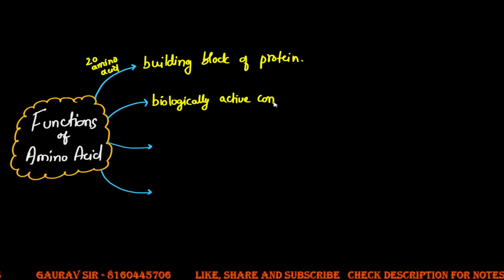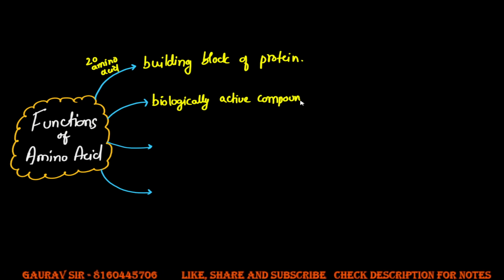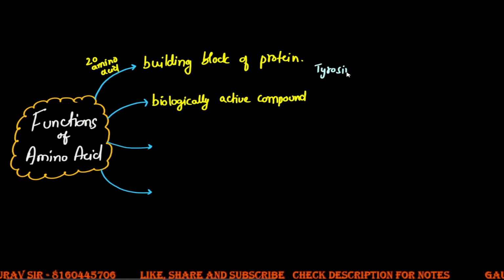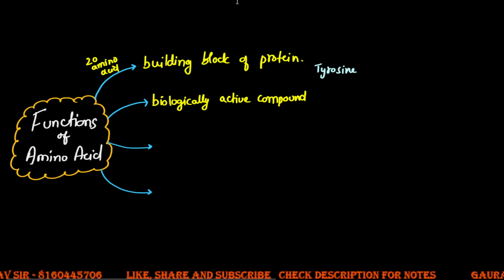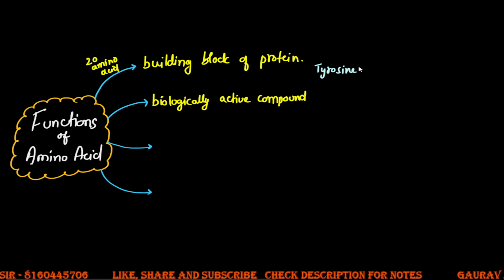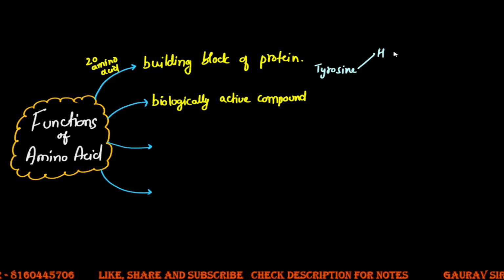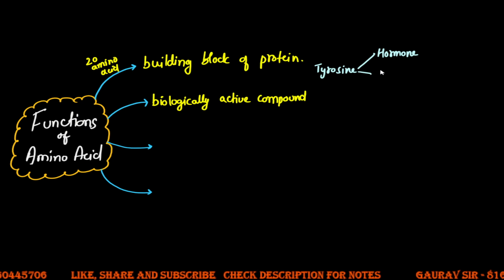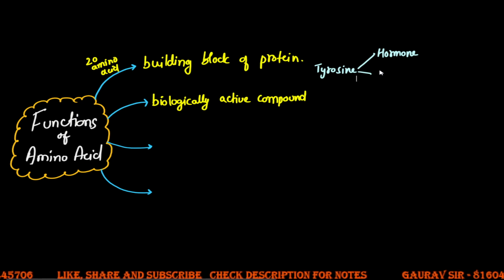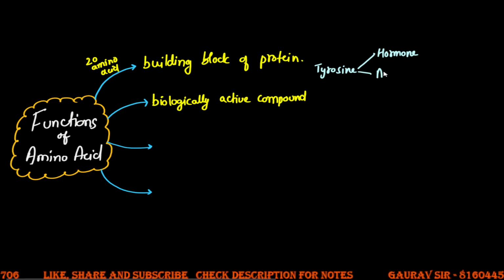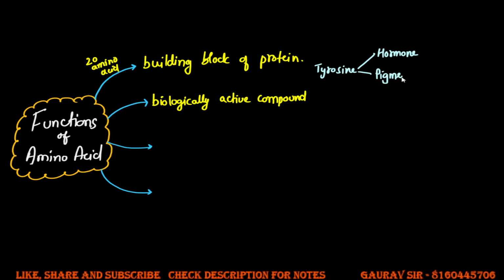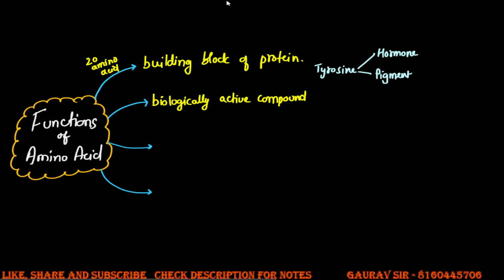So let's have a discussion on some of these. One of the amino acids that really amazes me is tyrosine. Tyrosine can form a set of hormones when treated chemically. Similarly, it can also form a pigment. You would have heard of a pigment called melanin. That melanin pigment is formed from tyrosine.